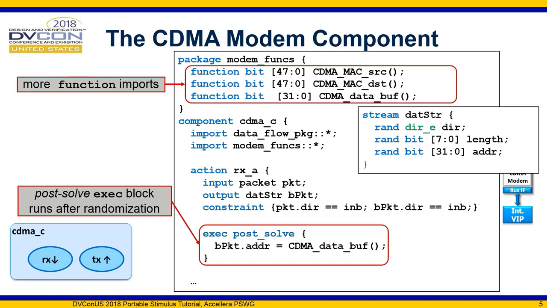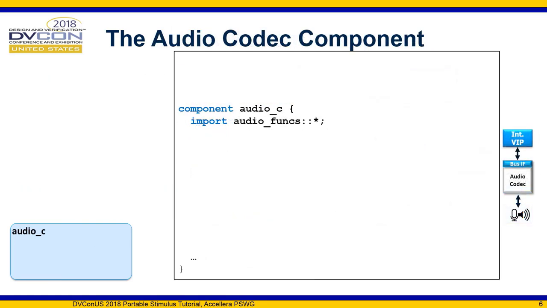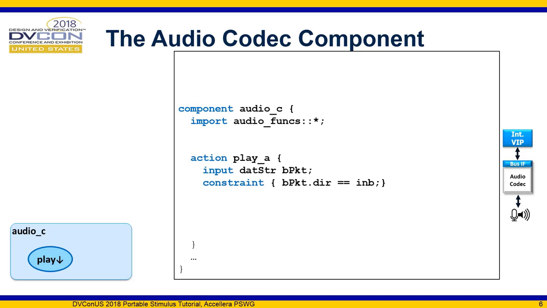So that was our CDMA modem. Now let's talk about our audio codec. There's not much new that you're going to see over here. We have an action to do a play. So this is going to be receiving packets from the modem and playing them to the speaker of your headphone.